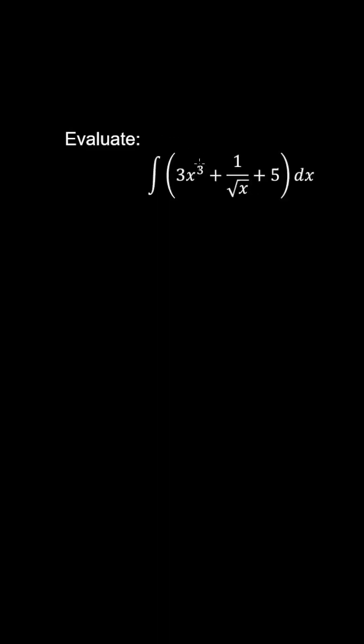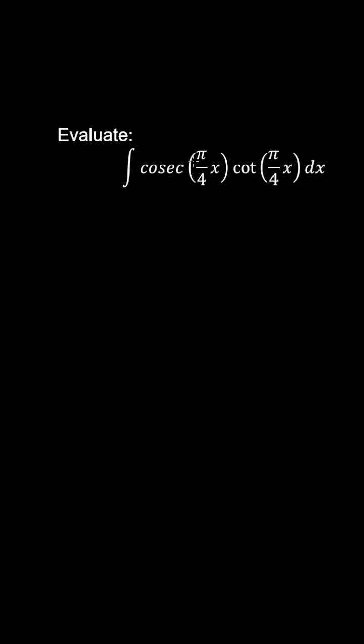Let's evaluate this integral. So it looks like a simple application of the power rule, because this term here is x to the minus a half. So therefore, we get 3 by x to the 4 on 4, plus x to the 1 half on 1 half, which is 2x to the half, and then plus 5x, and plus the constant of integration.